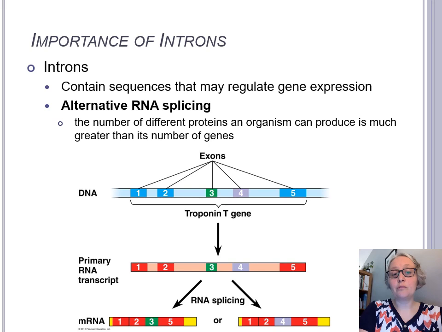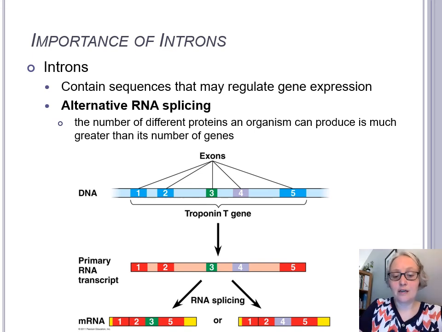Introns are also important because of a thing called alternative RNA splicing. What happens, especially in eukaryotes, especially in our cells, is that the number of different proteins I can make is much greater than my number of genes. It turns out that human beings do not have very many genes, especially when compared to many plants. What happens is we take our few genes and we just cut them and paste them together in different ways to create different protein products.